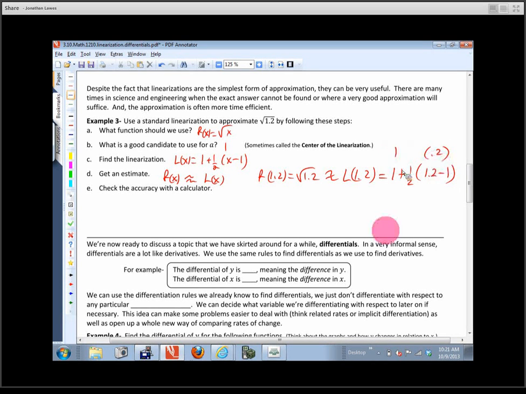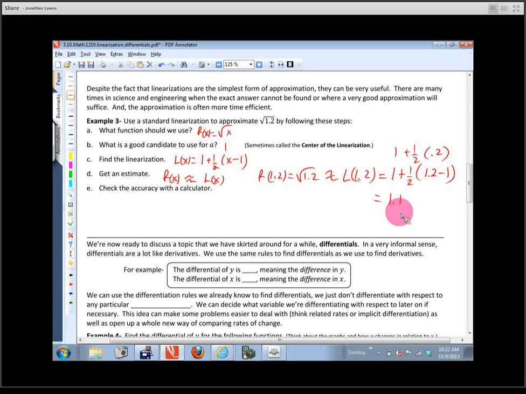So we're going to take our old function value of 1, which would be the square root of 1, and we're going to add half of however much we varied from the center of our linearization. Does that make sense? Okay, so what's half of 0.2? 0.1. Pretty darn easy calculation. You don't even need a calculator, right? So we end up with 1.1, right?